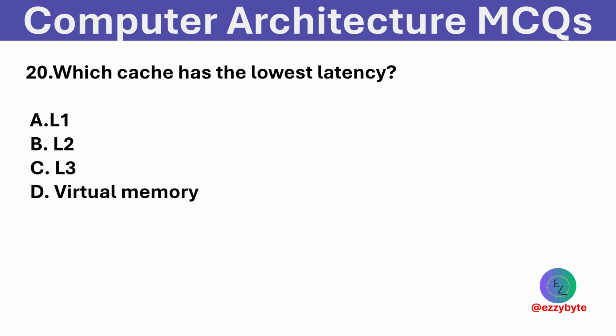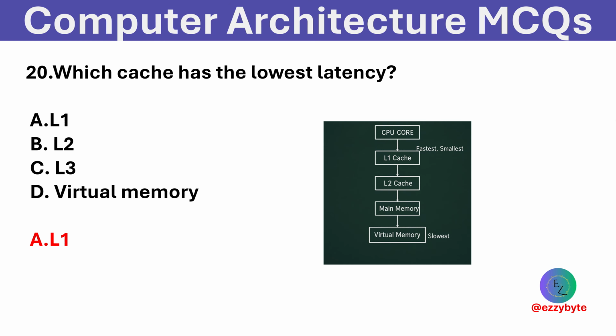Which cache has the lowest latency? Options are L1, L2, L3, and virtual memory. Option A is correct. L1 has the shortest access time. It means lowest latency.